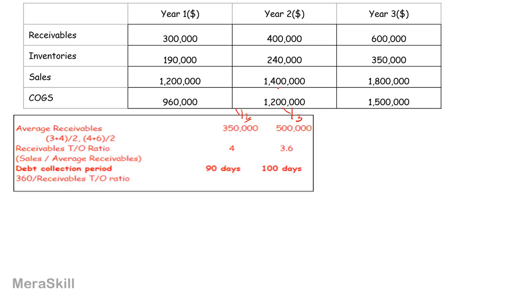So this is 1.4 million by 350,000 and 1.8 million by 500,000. So we get a receivables turnover of 4 and 3.6. Therefore, what is the debt collection period? It is 360 divided by 4 or 90 days, 360 divided by 3.6 or 100 days.